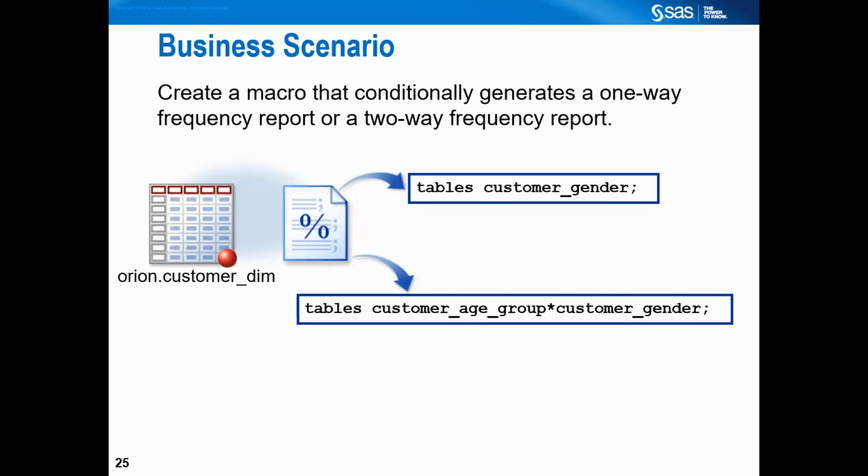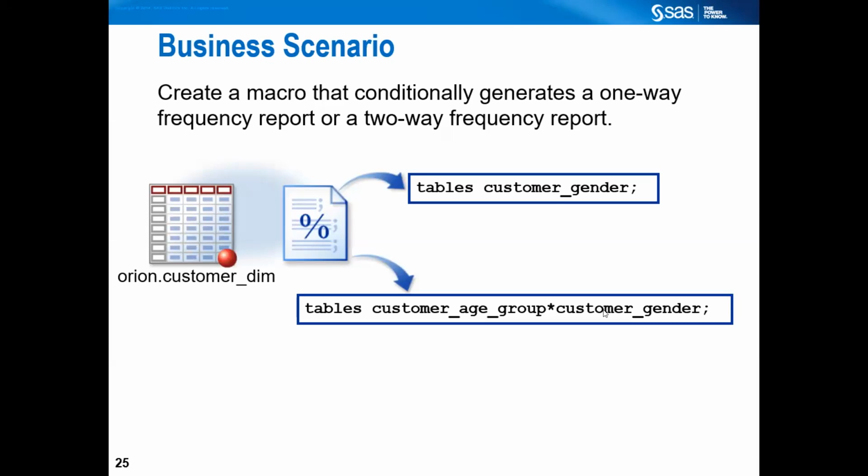Create a macro that conditionally generates a one-way frequency report or a two-way frequency report. I hope you remember what one-way and two-way frequency reports are from base SAS. You are going to use a single table, customer_dim, and write a program such that for a one-way frequency you have a single column in your tables statement, but for a two-way you write two columns with an asterisk sign.